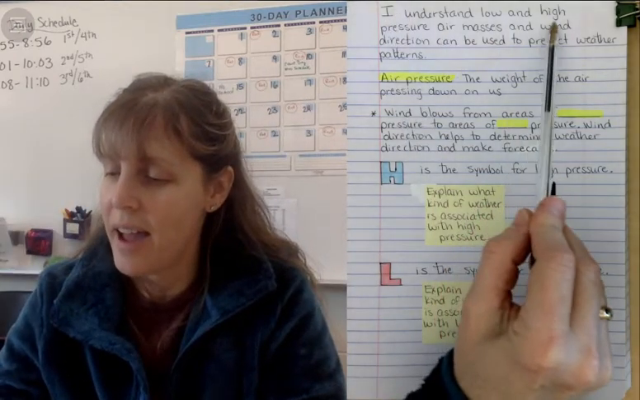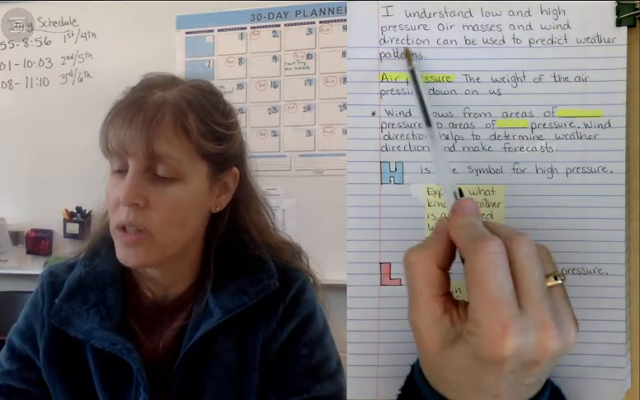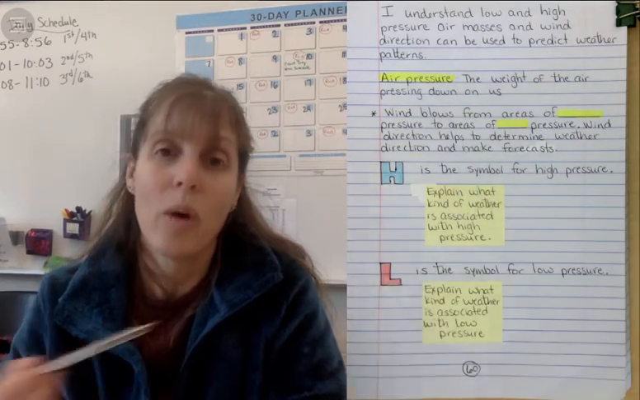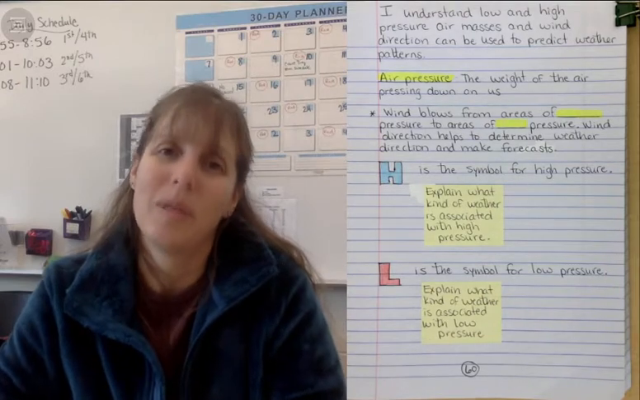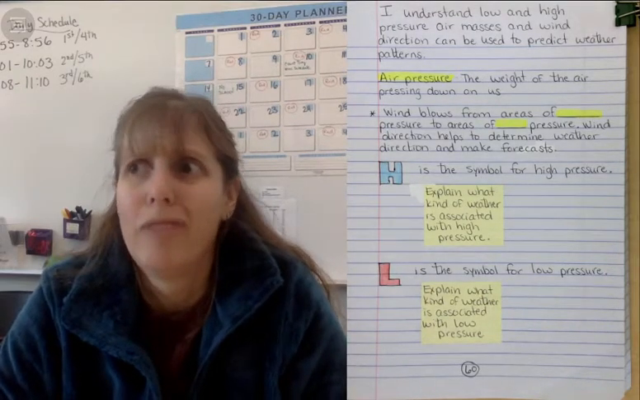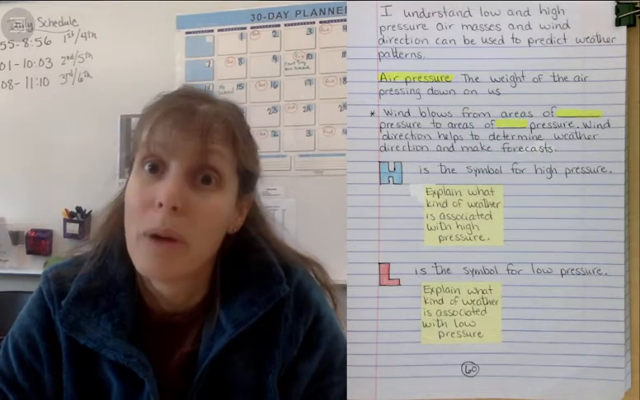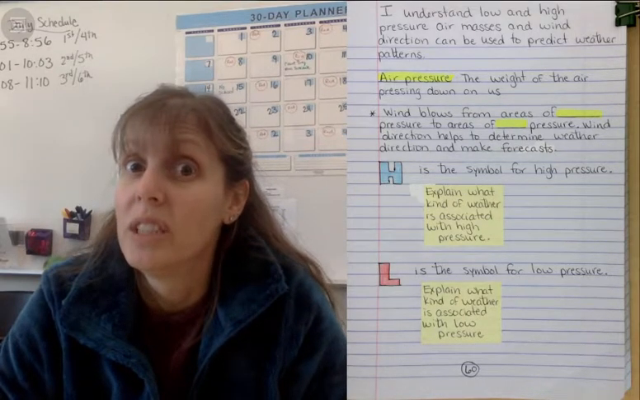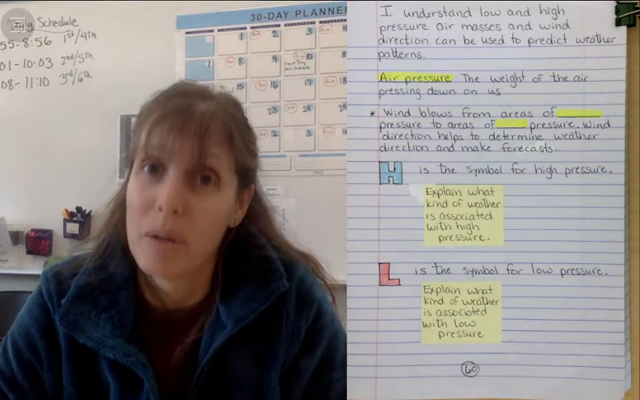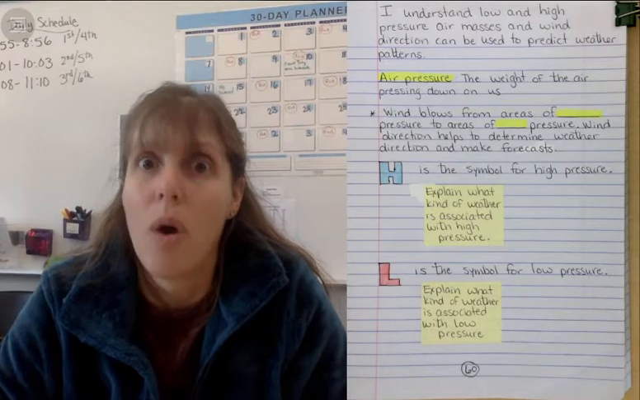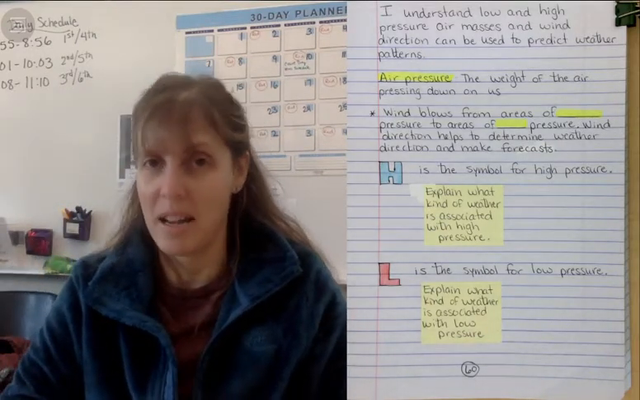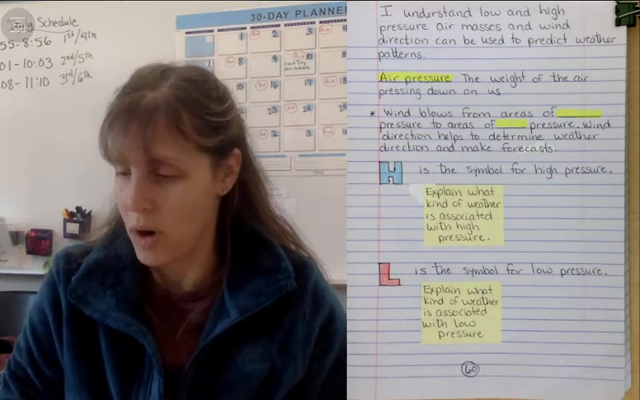I understand high and low pressure air masses, and wind direction can be used to predict weather patterns. So it's super important. I know it wasn't raining outside today because it's actually too cold for rain. It's like 15 degrees outside, which is below 32, which is freezing. So if it's going to do anything, any precipitation that falls out of the sky is going to be frozen. That means it would be snow or sleet or hail or, I don't know, those little tiny snow pellets. Those are awesome.